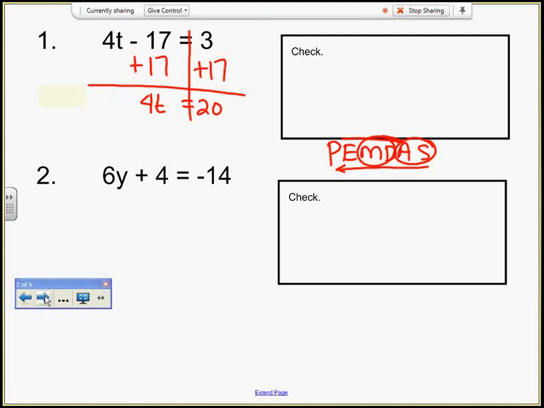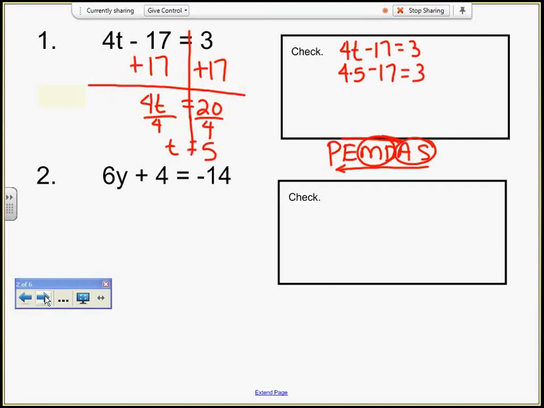Great. Now t is almost isolated, but not quite. It's still multiplied by 4. So I'm going to divide by 4, and I end up with t is equal to 5. Now let's check my answer. I'm going to rewrite my equation, but instead of writing a t, I'm going to put a 5 in there and see what happens. 4 times 5 minus 17 is equal to 3.